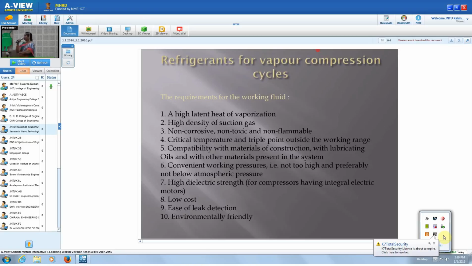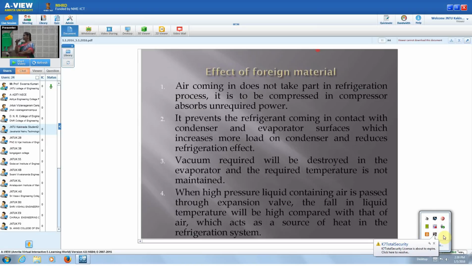The main disadvantage of Freon is that detection of leakage of refrigerant is a very difficult task. So that's why many hazards will take place, and it should also be environmentally friendly. There should not be any ozone depletion due to the release of this refrigerant. So we'll see the properties in detail in the third unit.